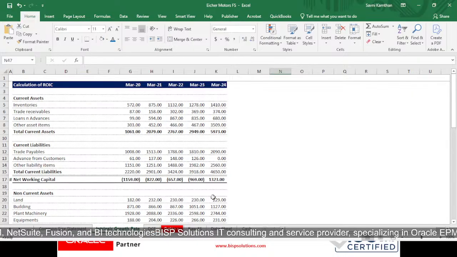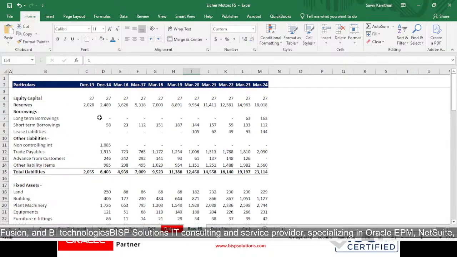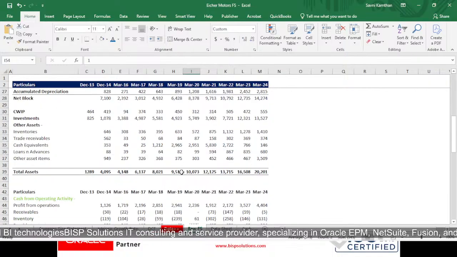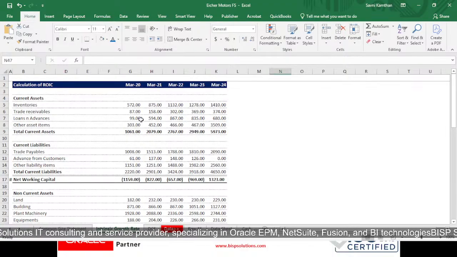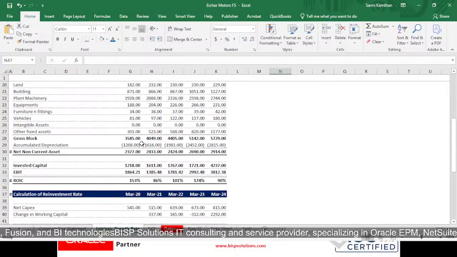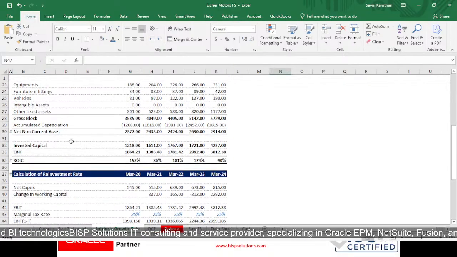So we have made raw financial statements where we have linked our balance sheet and cash flow statement in a proper format, and then we have converted that format into 5 years data only, and linked our data as per the heads we want. We also calculated the total current assets, current liabilities and net working capital, non-current assets, gross block, everything. After that we have calculated invested capital, EBIT and ROIC.